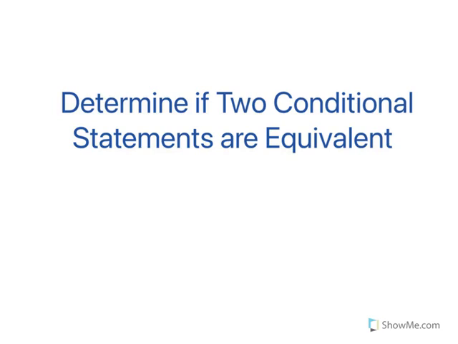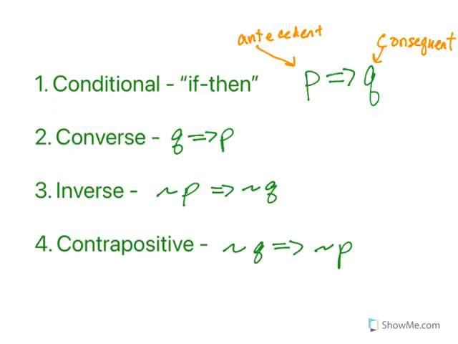Let's determine if two conditional statements are equivalent. First, let's talk about four types of conditionals. We have the basic conditional, if then, right? If P, then Q. And you'll notice the first part is called the antecedent, and the back part is called the consequent. I usually just call them the front and back, but proper terminology is important in the world.